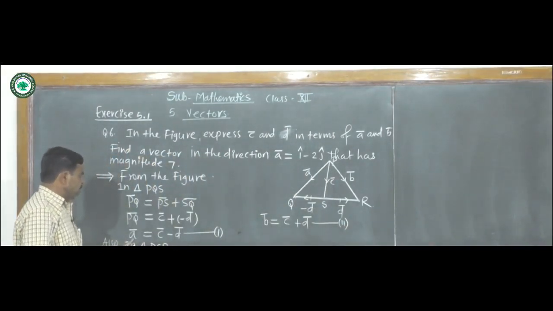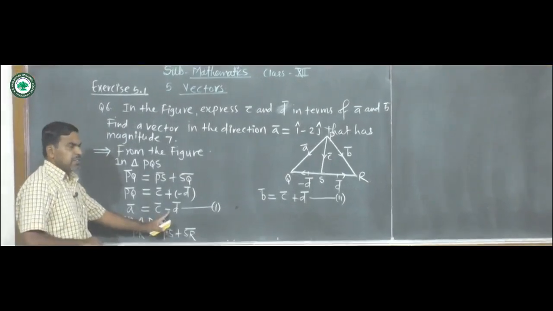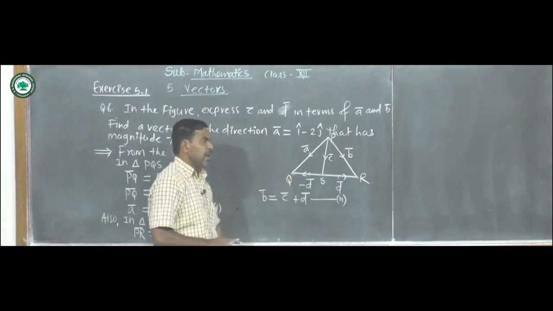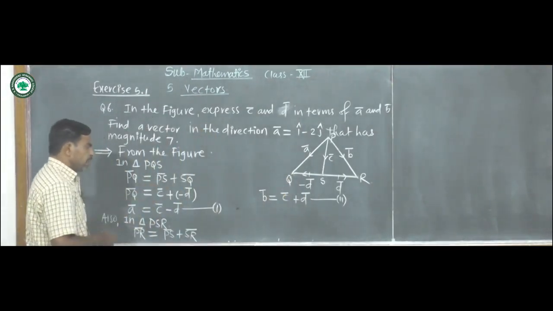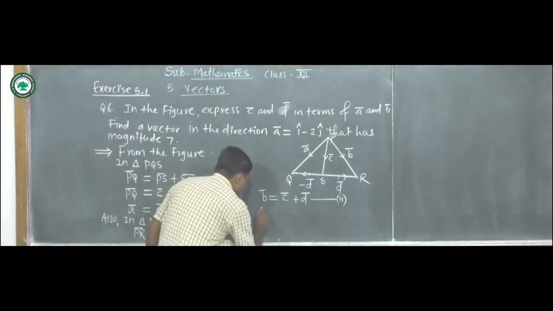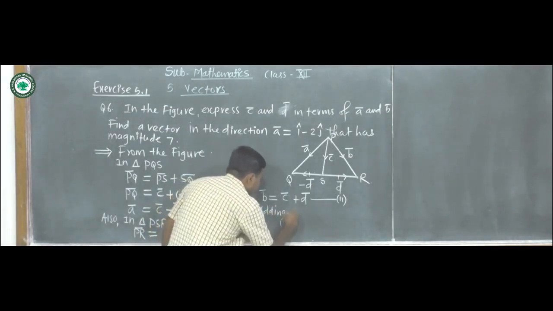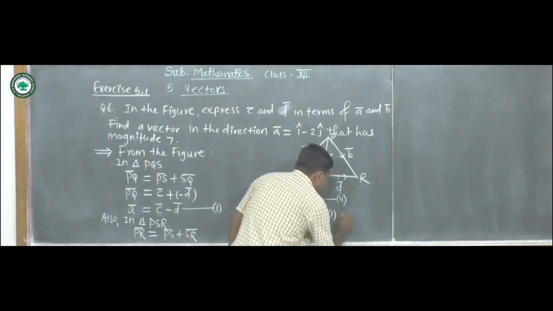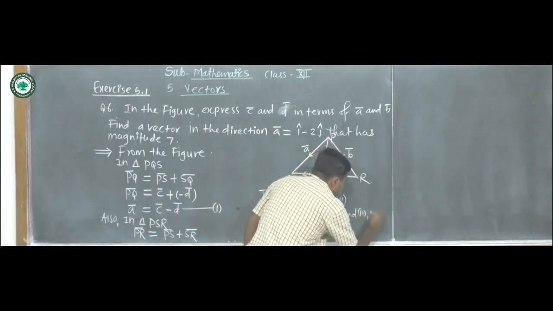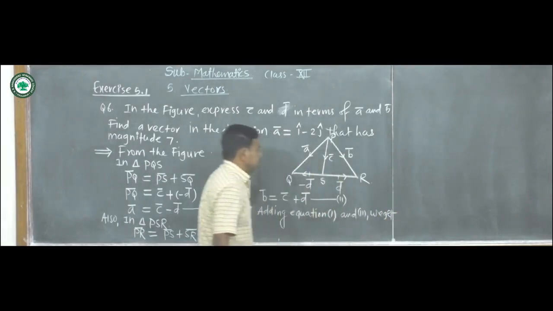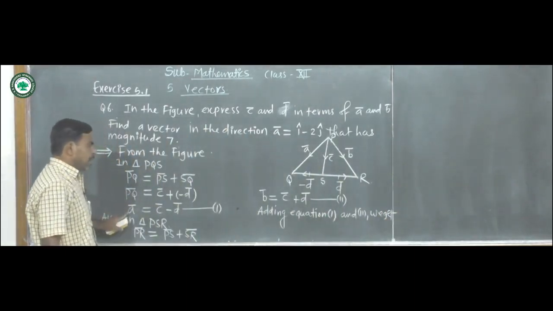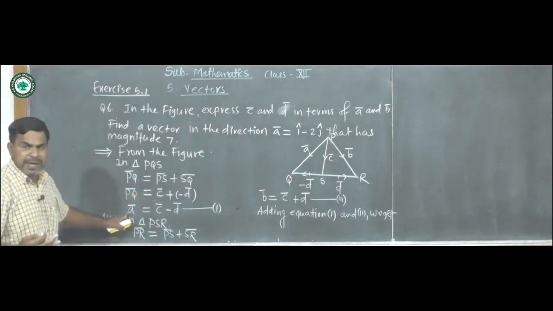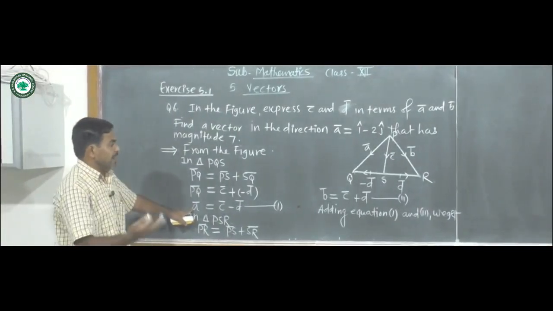See, we have equation 1, A bar is equal to C bar minus D bar, and here equation 2, B bar is equal to C bar plus D bar. Now solve these two equations, means adding 1 and 2. Adding equation 1 and 2 means the addition of their left hand sides and addition of their right hand sides.